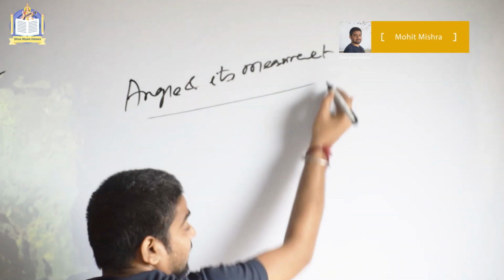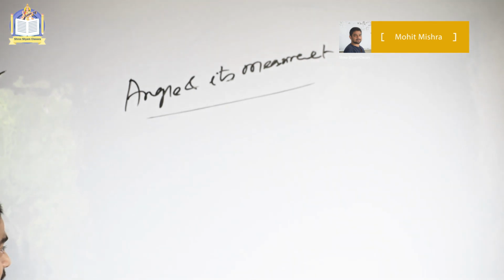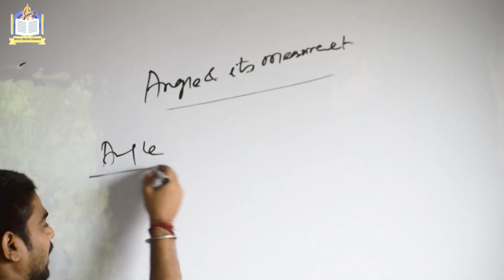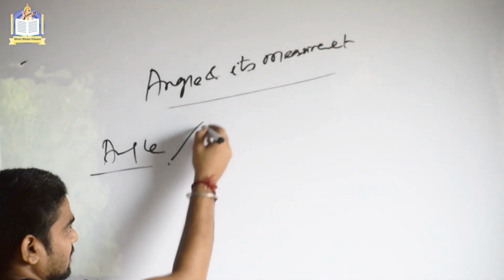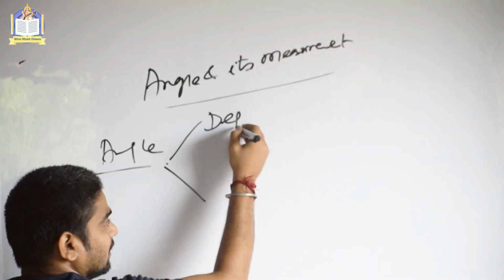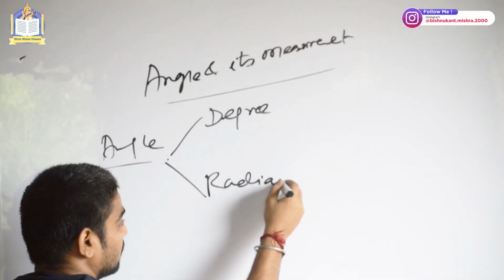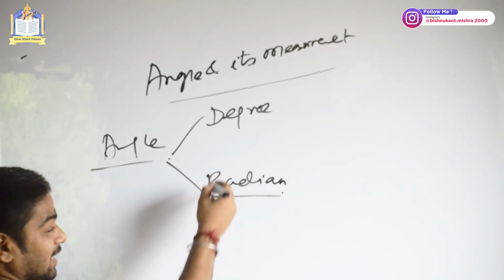The concept of angle is very important in trigonometry, right? So we are talking about angle. Angle is measured in two units, degree and radians. Degree and radians are the two fundamental units of angle. You might have read the concept of degree.